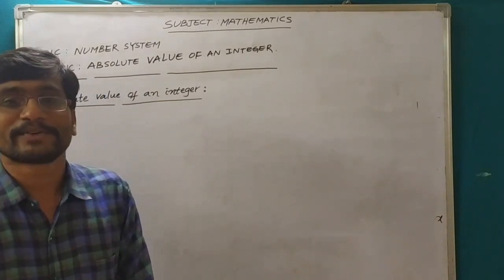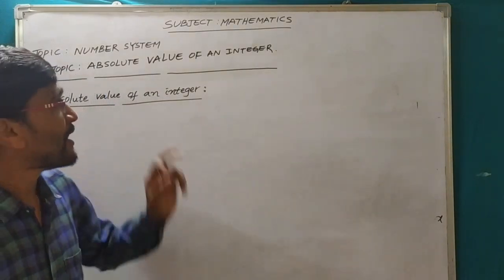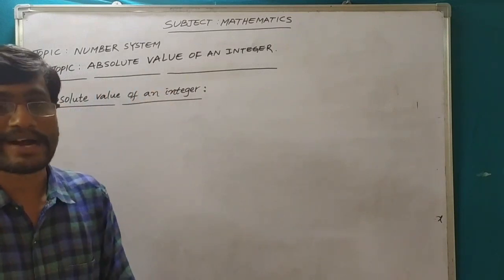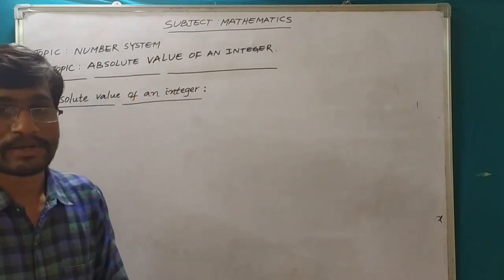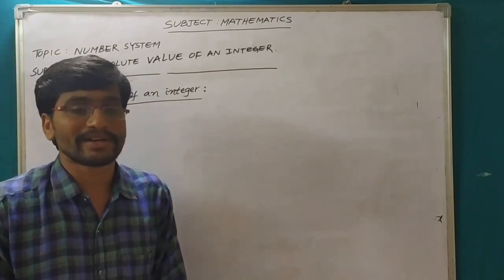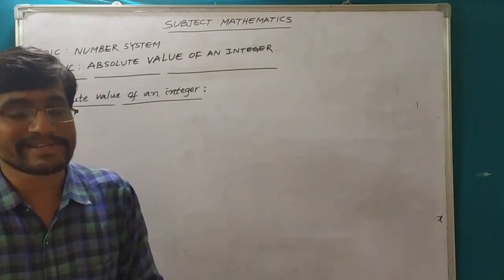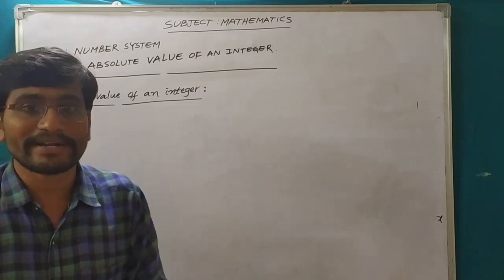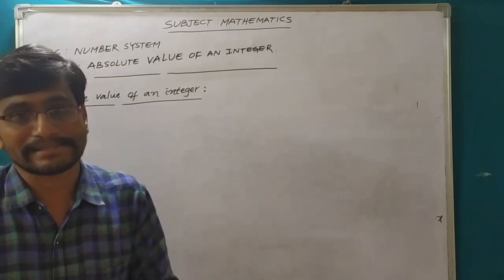Good morning children. Today we are going to learn the concept of absolute value of an integer under the topic number system. First let us know what is the definition of absolute value of an integer. Absolute value of an integer is the numerical value of an integer regardless of its sign.